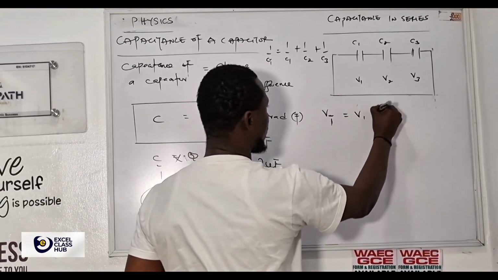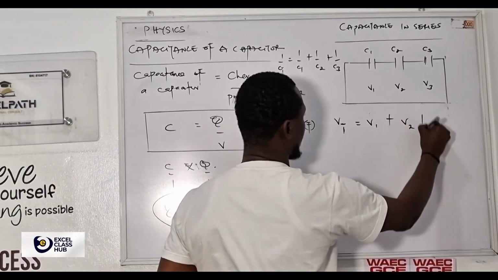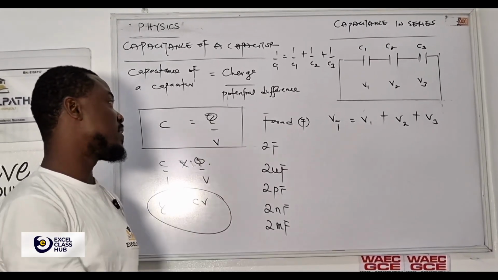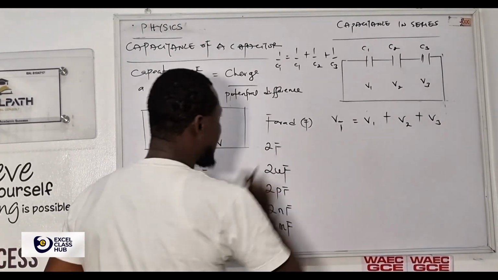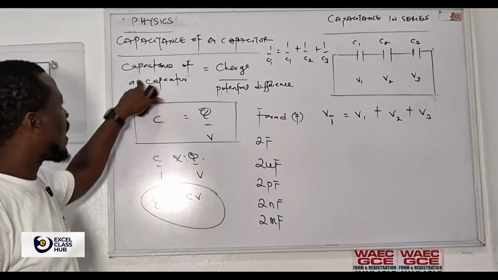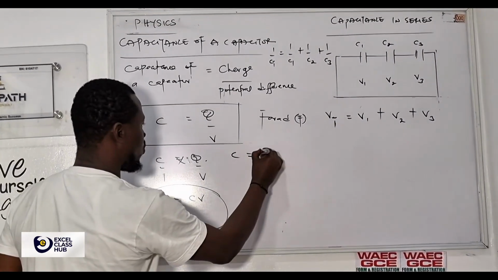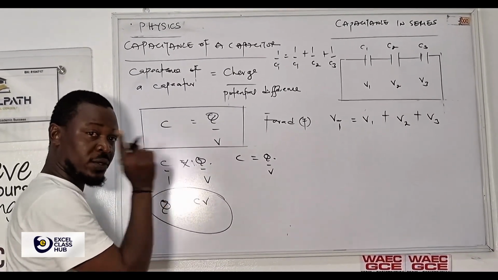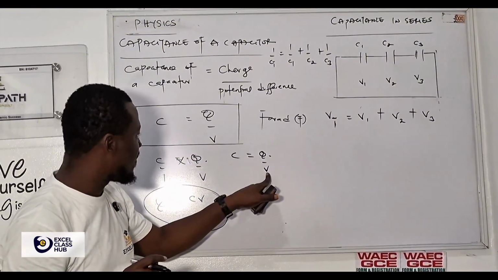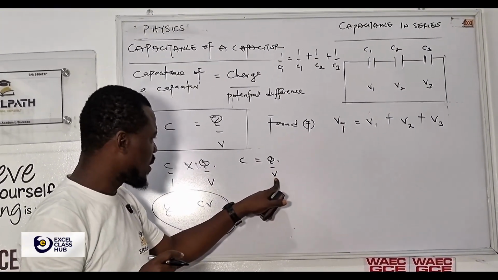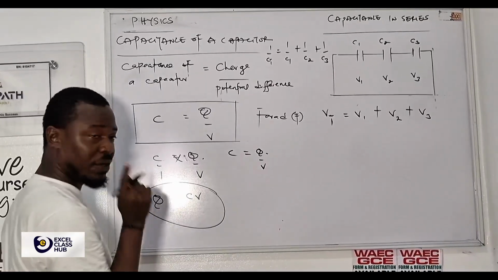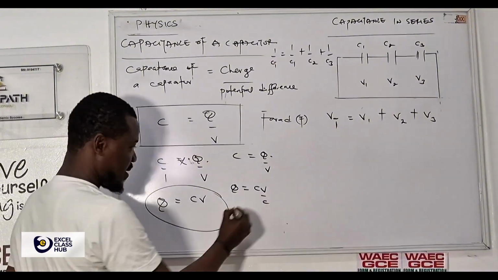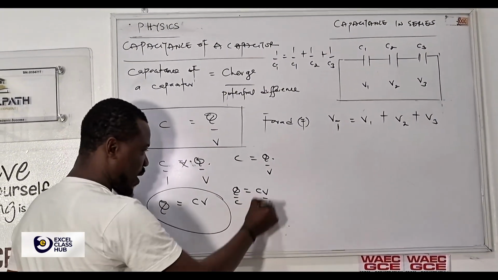You have V1 plus V2 plus V3, which is your total potential difference from the circuit given above. So if we come back here now, this is V. If you come back to this, the capacitance of a capacitor, C, equals Q over V. From here, I decided to make Q the subject of the formula. But here, I want to make V the subject of the formula. If I'm to make V the subject of the formula from Q equals CV, I will divide both sides by C. You can see that this C will cancel this C.